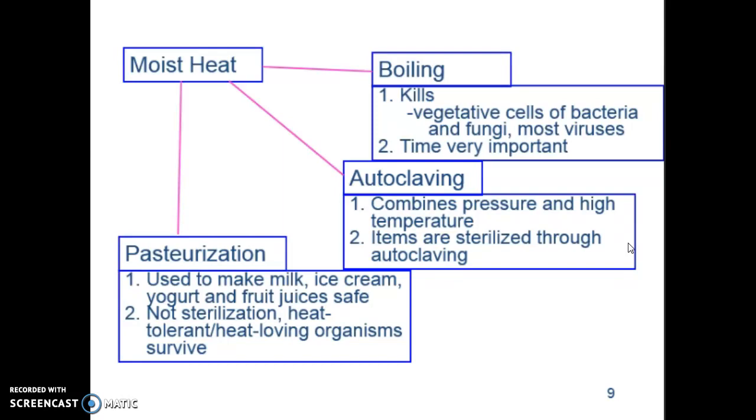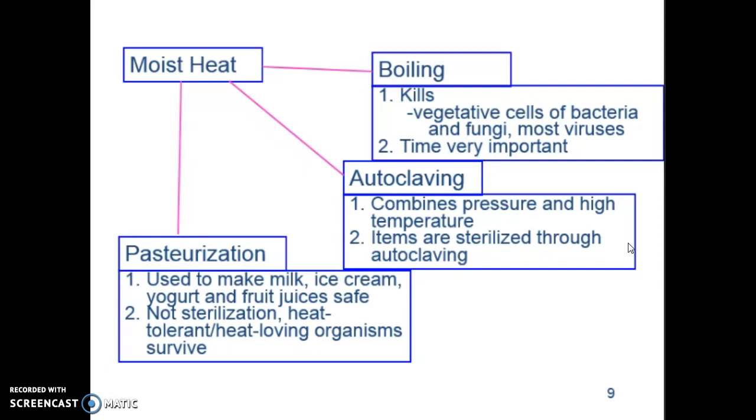Then there's autoclaving, which is going to combine high pressure and high temperature, and there you're going to see sterilization. And sterilization, if you remember, is the death of all microorganisms, including bacterial endospores.